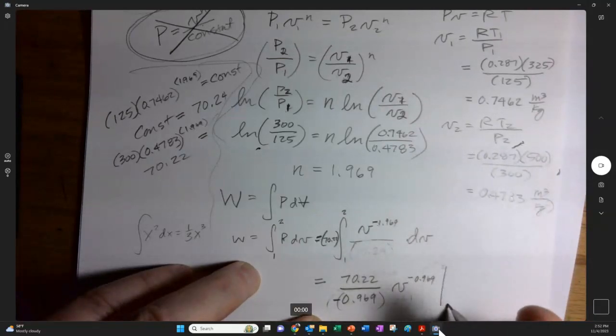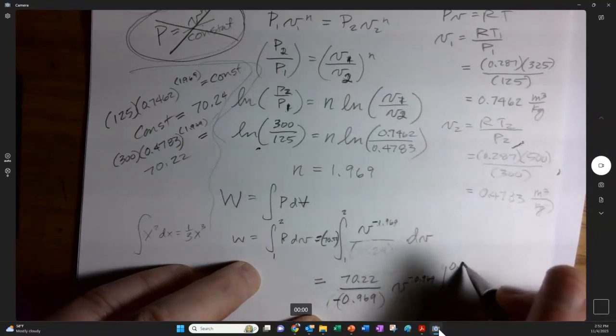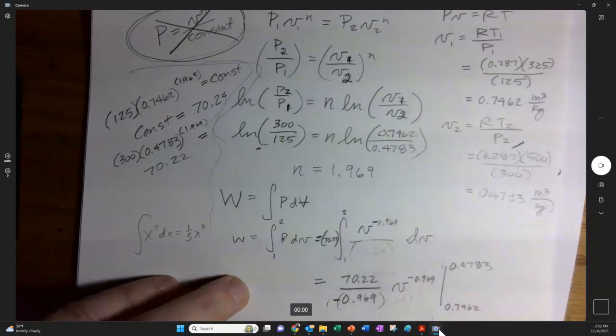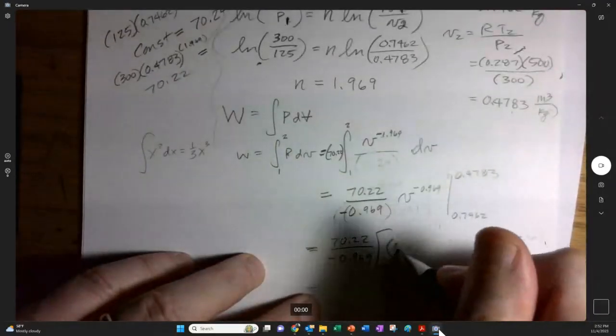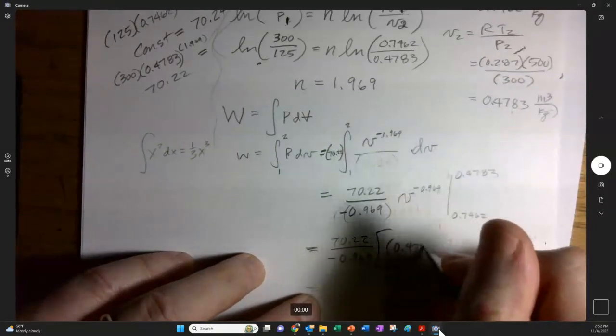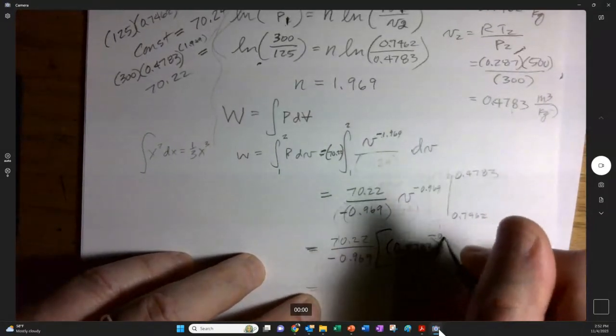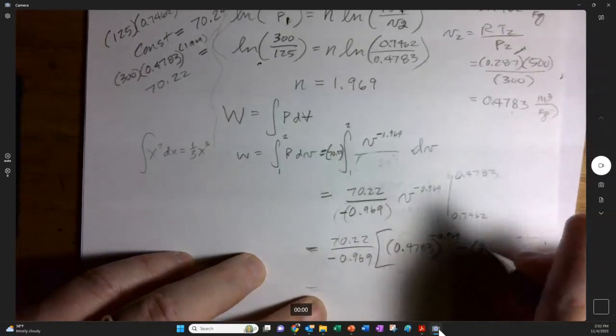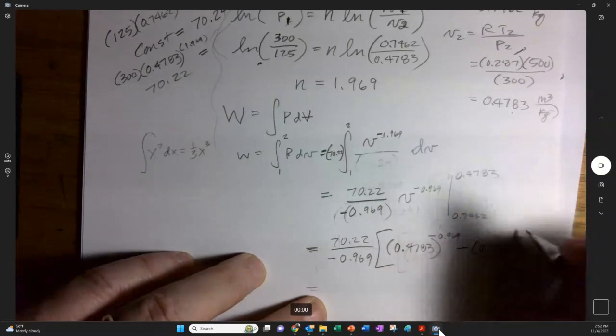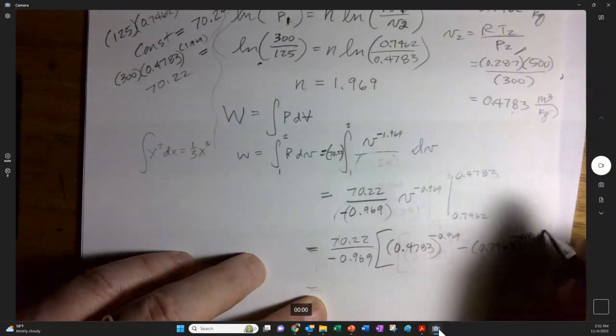And now we're going to go between our two states, right? We're going to go between 1 and 2, or 0.7462 up to 0.4783. And 70.22 here, negative 0.969, and go 0.4783 raised to the negative 0.969, and then minus 0.7462 raised to the negative 0.969.